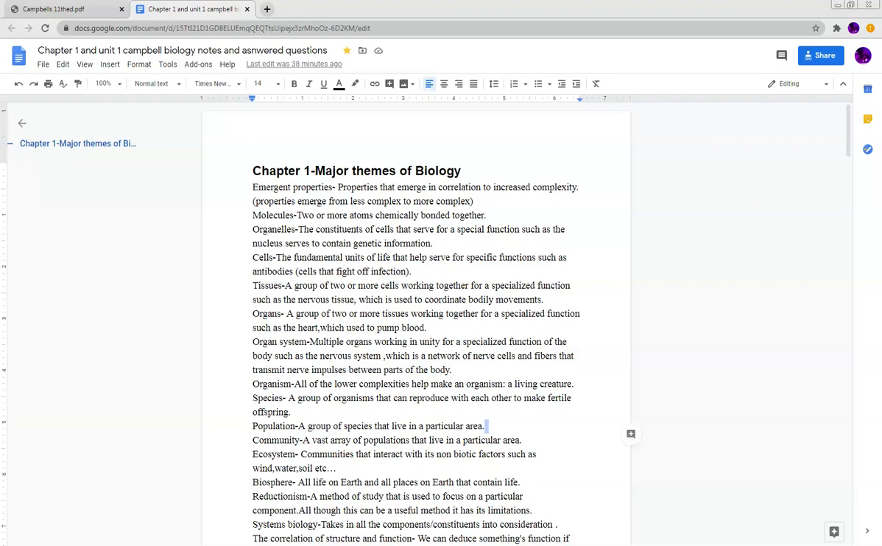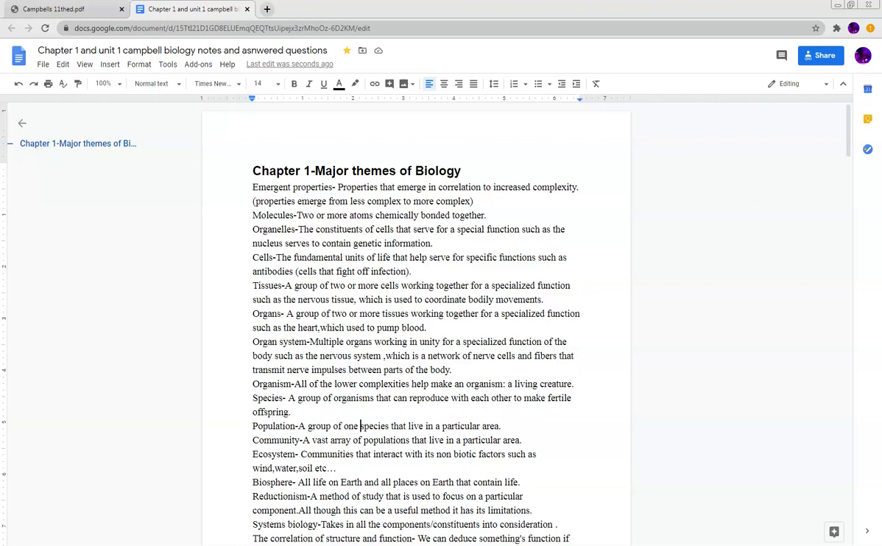So a living creature, more scientifically known, is an organism. So a species is a group of organisms that can reproduce with each other to make a fertile offspring. So essentially, if an organism can reproduce with another organism, then they're considered their own species. So a population is a group of species that live in a particular area. Now, I probably should put a group of one species. In fact, let me fix that. It's actually a group of one species because it's only one species. However, a community is a vast array of populations that live in a particular area. So basically, a community is multiple different populations. So a population only takes into account one species, but a community takes into account multiple populations or multiple species that live in a particular area.